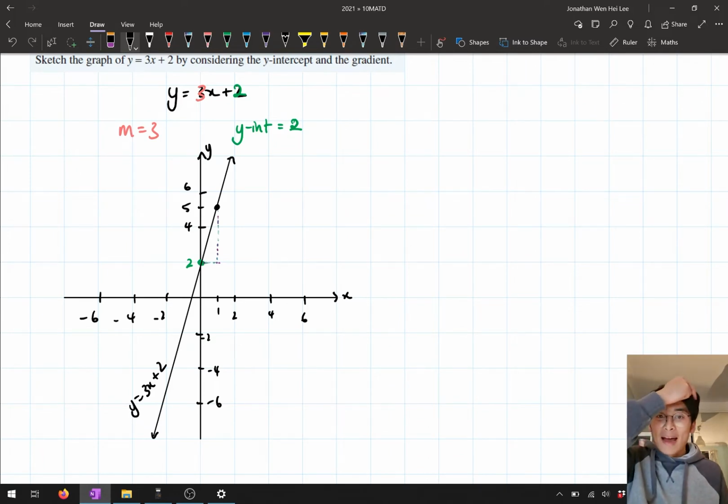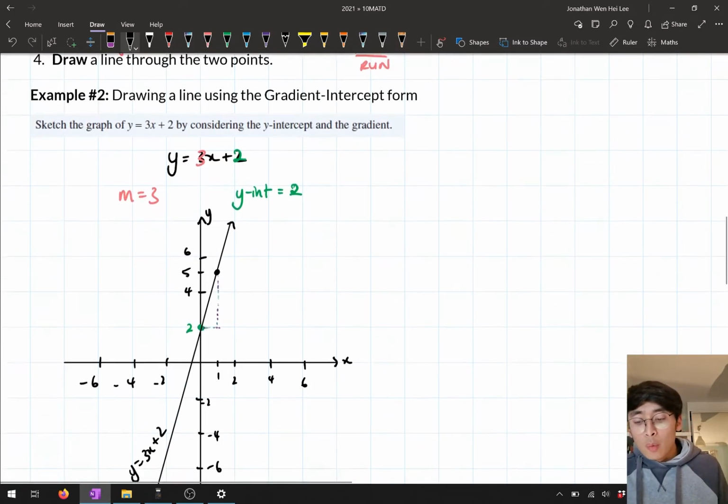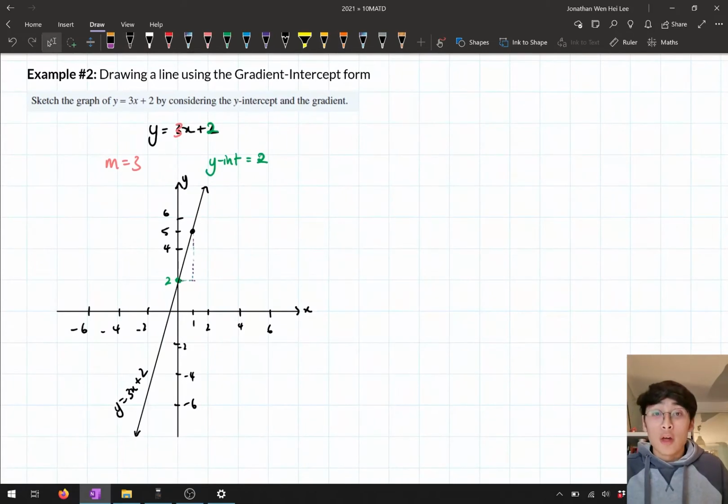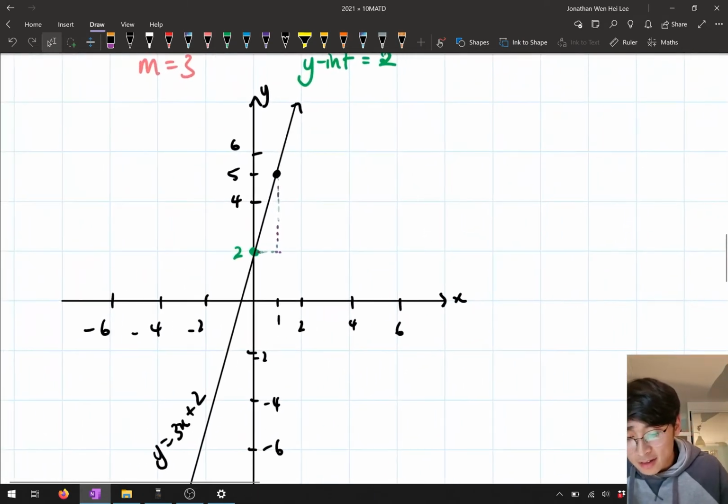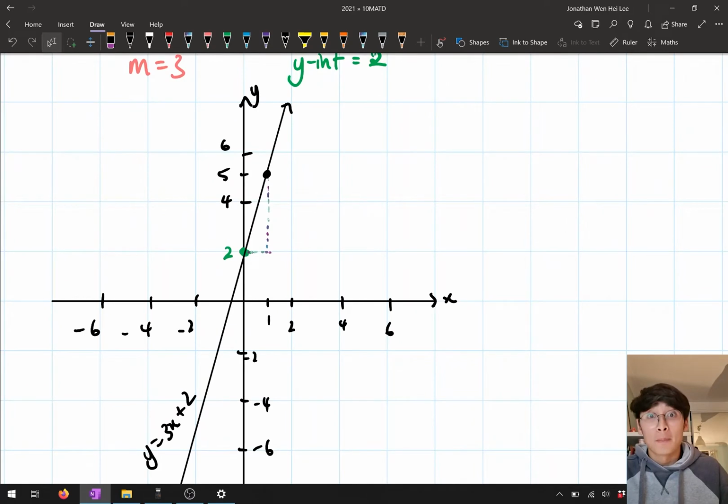So let's just recap the steps that I did here. When you want to draw a line that's in gradient-intercept form on the Cartesian plane, the first step we want to do is identify the gradient and the y-intercept, just like we did in the examples before. Then the second step is we put a dot on the y-intercept where the line touches the y-axis. So here, because the y-intercept was 2, I went to my y-axis at 2 and then put a dot there.